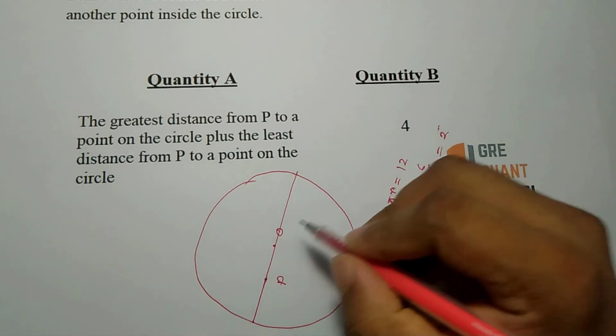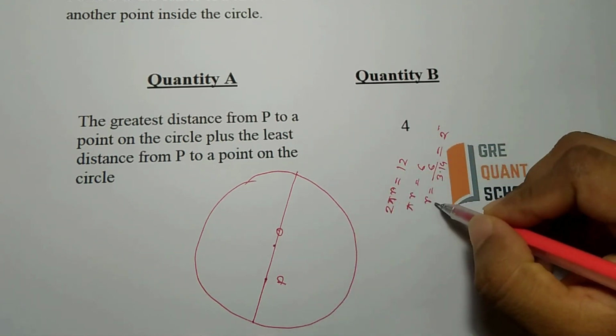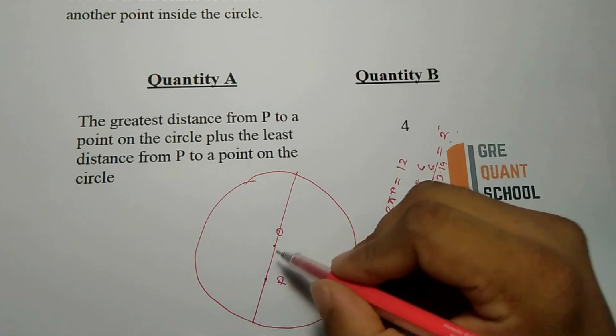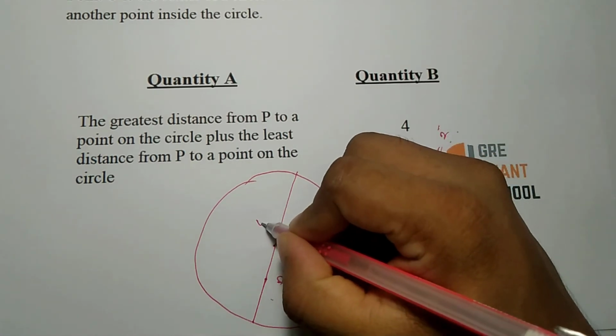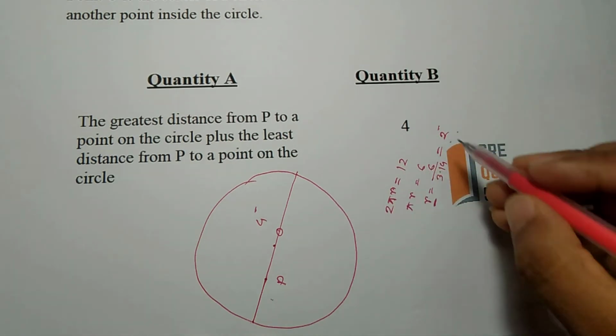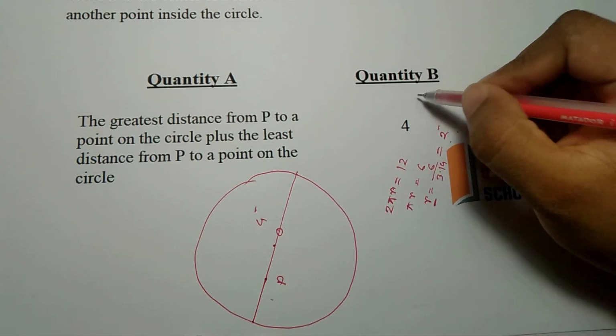Okay. Then the radius of the circle. The radius we found was less than 2. Then the diameter will be just less than 4. But quantity B is 4. Then quantity B is greater than.